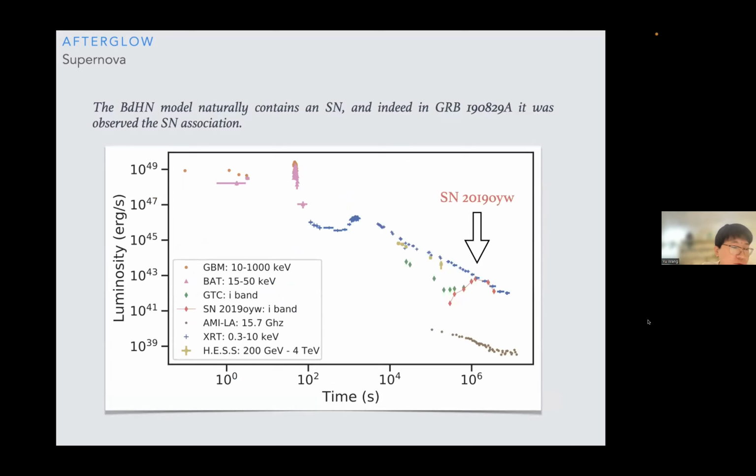And this BdHN model naturally contains a supernova. We know the supernova produced about 0.4 solar mass of nickel. Its radioactive decay energy is emitted mainly at optical wavelengths, with a corresponding flux that peaks around 13 days in the source rest frame. Here we can see this red part is the supernova finally confirmed by GTC at 10 to the 6 seconds. It is a very low redshift, so almost 13 days.